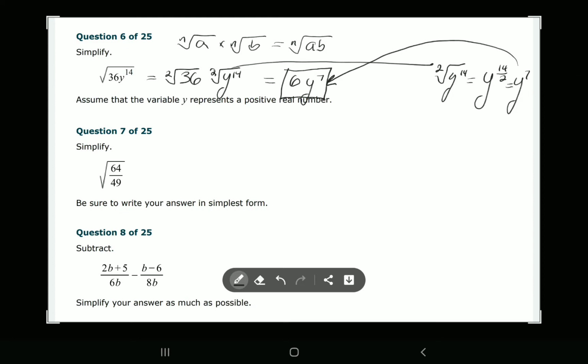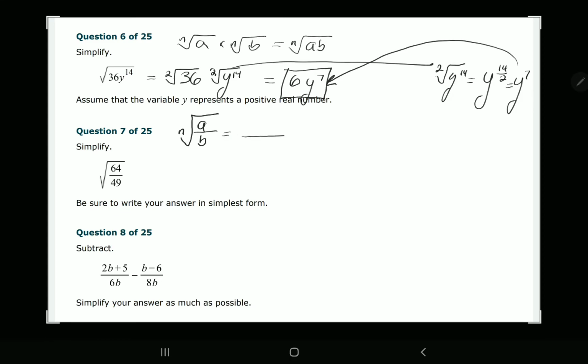Number 7, we want to simplify, and we have the square root of 64 divided by 49. Now we can use the quotient rule of radicals. When we have division under one radical, we can turn that into the division of two radicals with the same index. Let's do that here. So that's going to be the square root of 64 divided by the square root of 49.